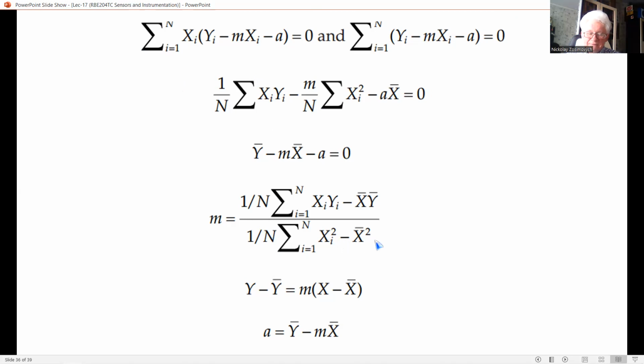The parameter a does not have to be explicitly expressed here, because we can eliminate a and express the linear regression line as the next expression. But note, however, the y-axis intercept, in case the value of x equals 0, is given by this equation at the bottom: a equals y average minus m times x average. So how do we define a?